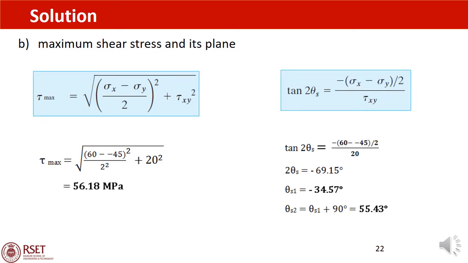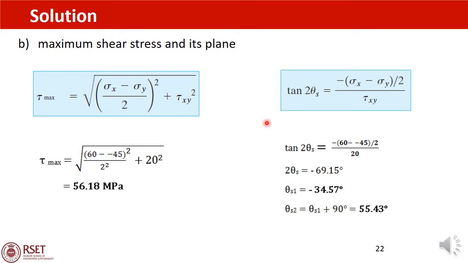Now to find the maximum shear stress, we have the expression tau max equal to square root of ((sigma x minus sigma y) by 2) the whole square plus tau xy square. Substituting the given values, we get tau max equal to square root of ((60 minus minus 45) the whole square divided by 2 square) plus 20 square, which is equal to 56.18 megapascal.